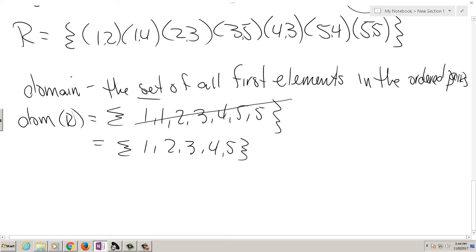So if a relation R can have a domain, it can also have a range. And what do you think the range is? If the domain is the set of all first elements in an ordered pair, what do you think the range is?